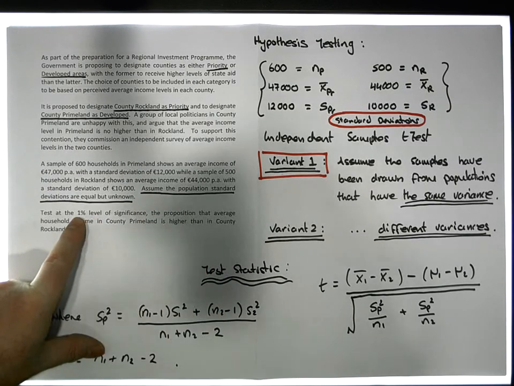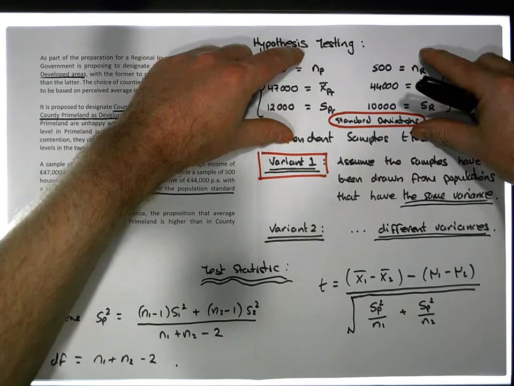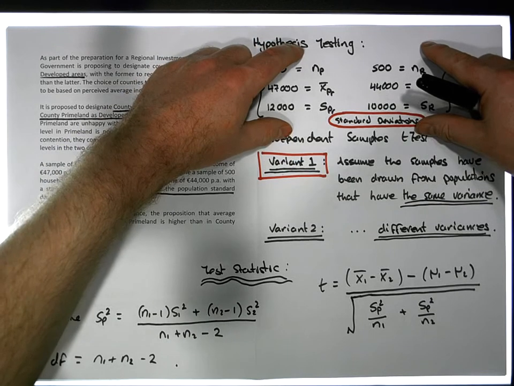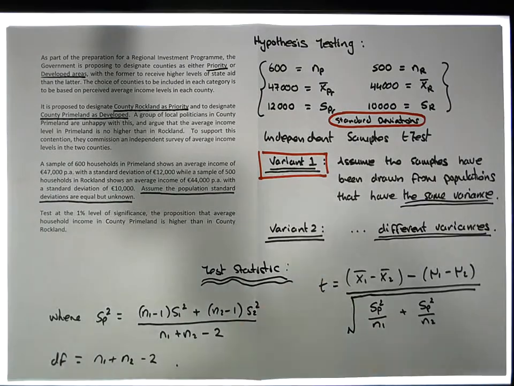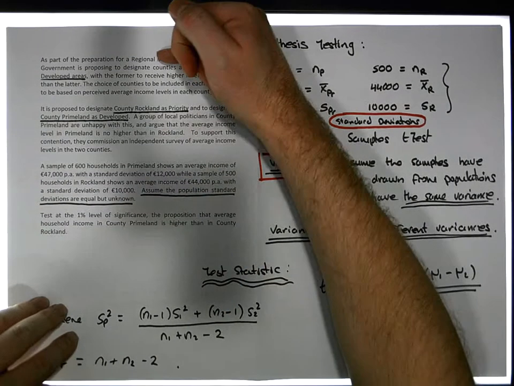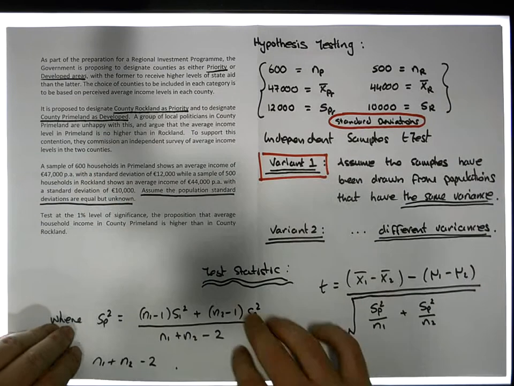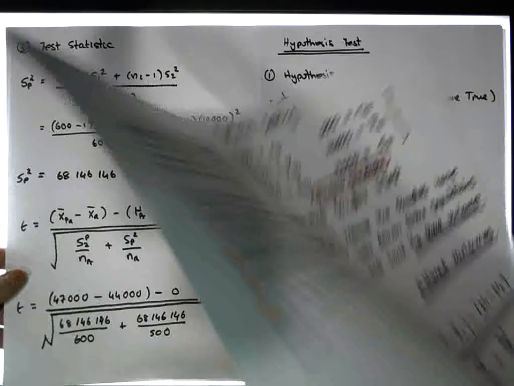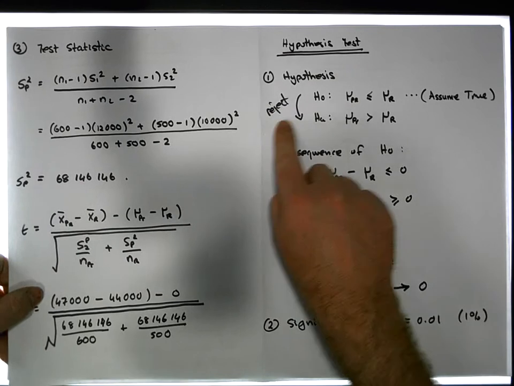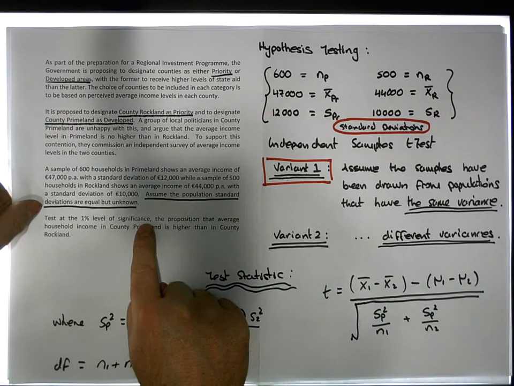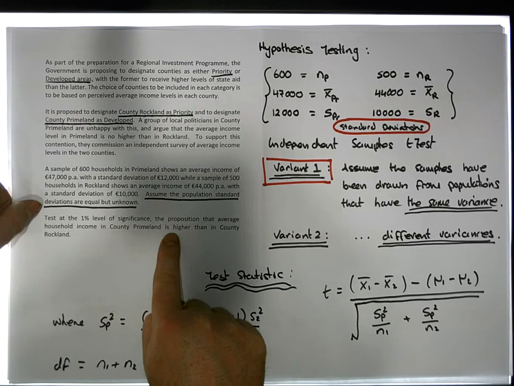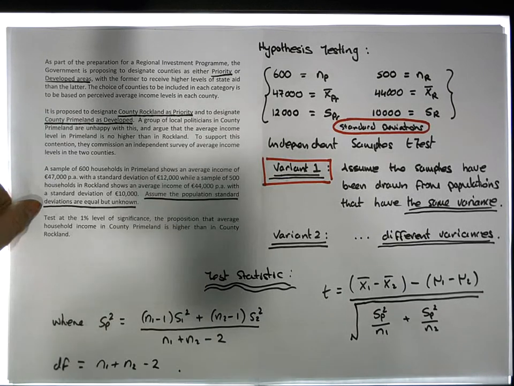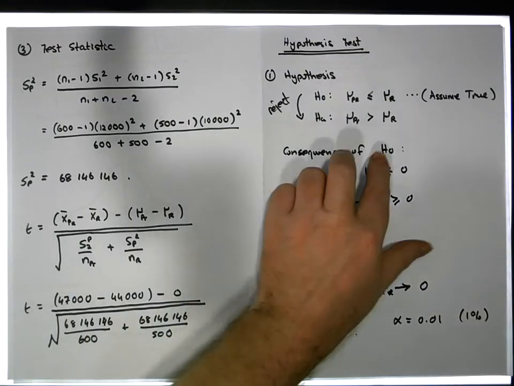And because I had two samples, and the two samples were independent of each other, we were in the world of an independent samples t-test. So just remember it's really important to take your time going through the scenario and extract as much information as possible. Ultimately, we set the hypotheses. The scenario asked us to test at the 1% level of significance the proposition that the average household income in County Primeland is higher than in County Rockland. In other words, to test that proposition, we had to put it in as the alternative hypothesis.